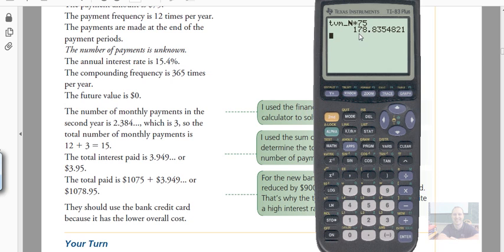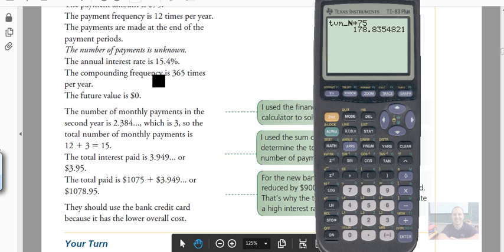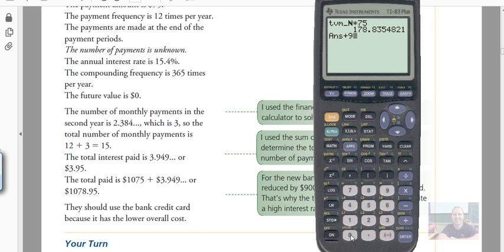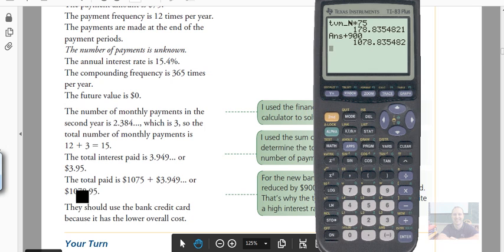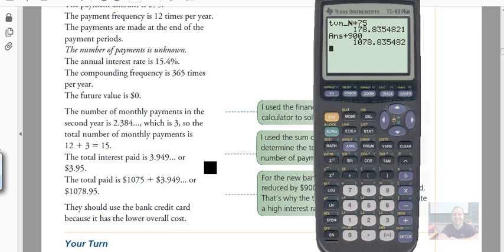Okay? 178.835 or 0.84. Okay. So plus 900 is 1078.84. But again, I think we use the exact number. So there's that number there. And that's how much was paid on the second option. So which one's better?